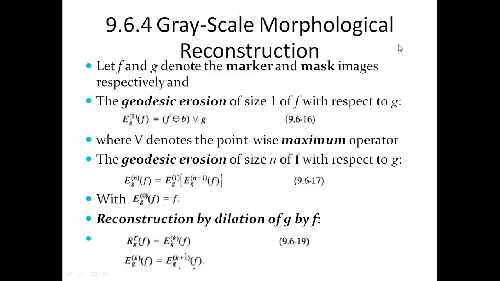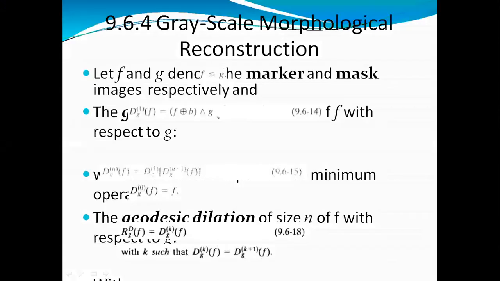So now we have to see about grayscale morphological reconstructions. In the case of f and g, which denote the marker and mask images respectively, we have the geodesic erosion of size n of f with respect to g. Whereas the reconstruction by dilation, we'll have g by f, where f and g denote the marker and mask images respectively.